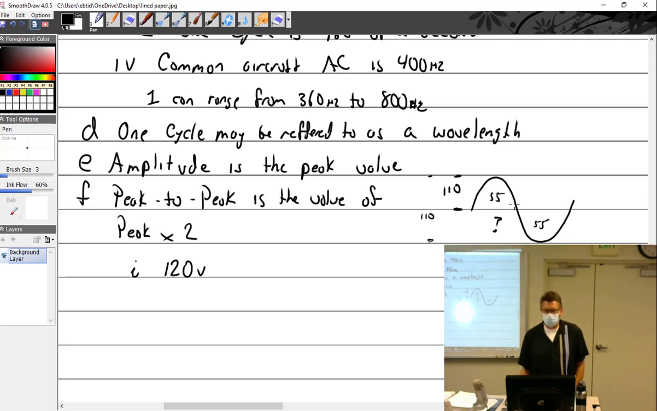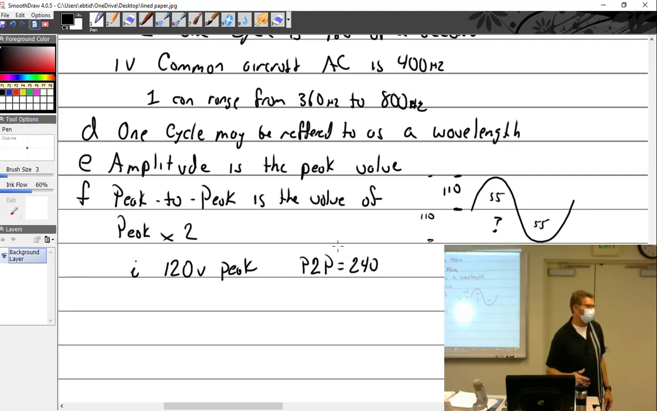It's going to be 110 up and 110 down. Okay, so that's 120 volts peak. And so how much is it peak to peak? So we can abbreviate P2P equals 240. We don't talk about that. If we got 240, then that's a whole different thing.